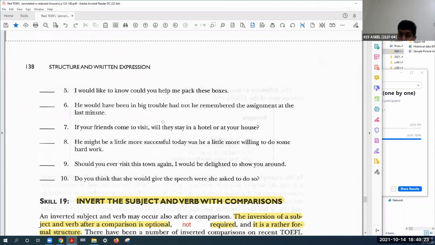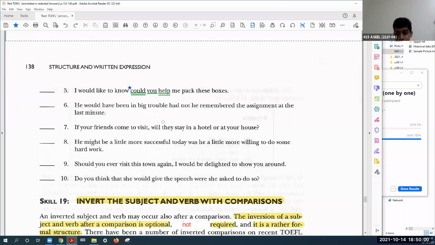So we have a modal, don't we? Could plus help. All right. Subject, you. Good. So where's the connector? Do you see it? No. Okay, where should it be normally? Before could. Okay, so I'm going to put the asterisk here.